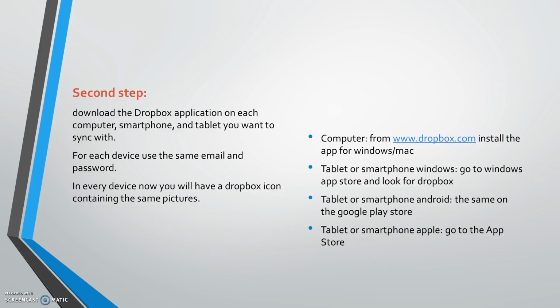The second step, download the Dropbox application on each computer, smartphone and tablet you want to sync with. For example, I have a computer, I have a tablet, I have a cell phone. In each device I have Dropbox. For each device, use the same email and password. And in every device now you will have a Dropbox icon containing the same pictures. On the computer I have an icon with a Dropbox folder with all my pictures, and at the same time I have another icon on my cell phone. If I click on it, I find again the same pictures, and it's the same thing on my tablet.